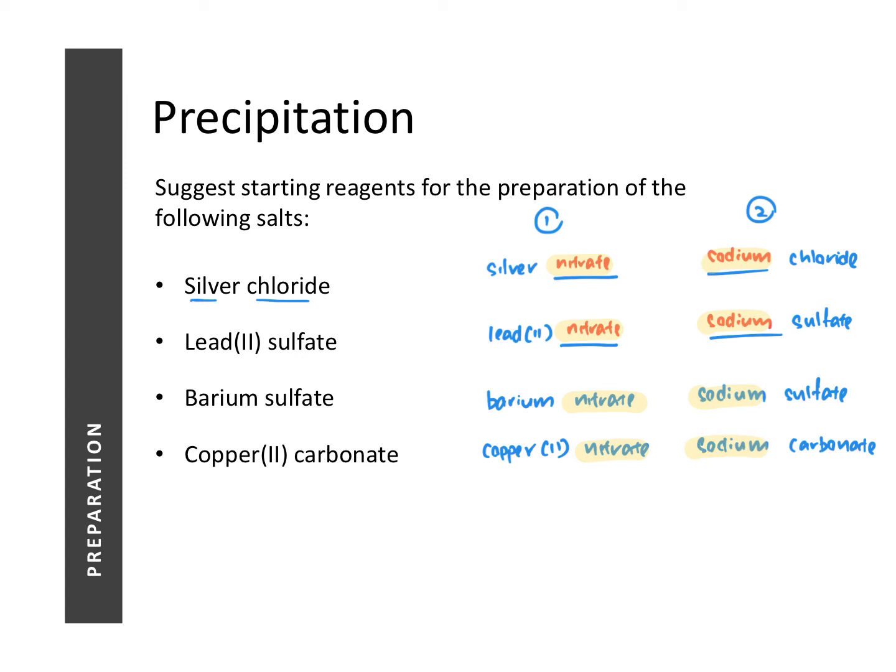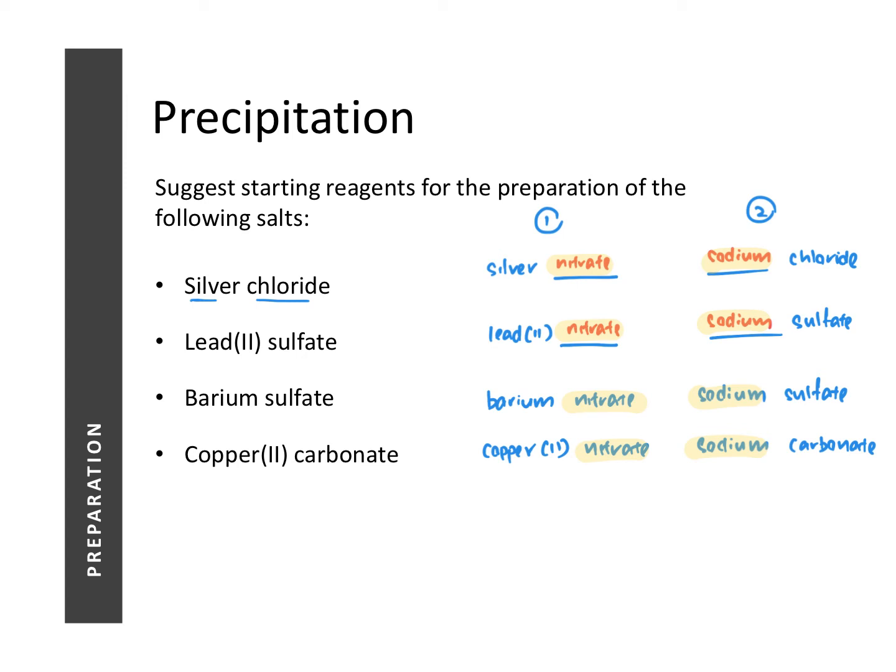Okay, now I'm going to say something that's potentially confusing, but just listen carefully. Even though we recommend using the sodium salt and the nitrate salt, that is only a recommended option, meaning there are other possible equally correct starting reagents. The only condition imposed on the precipitation method is that both reagents must be soluble.